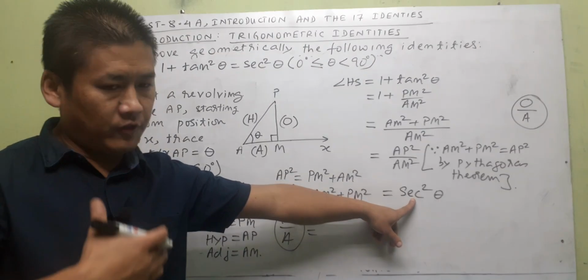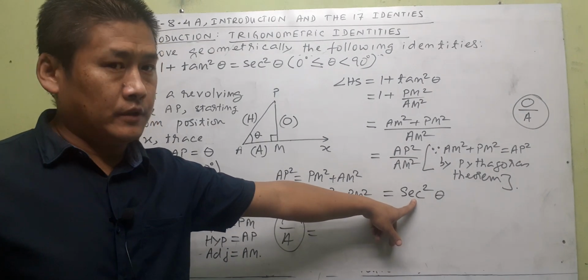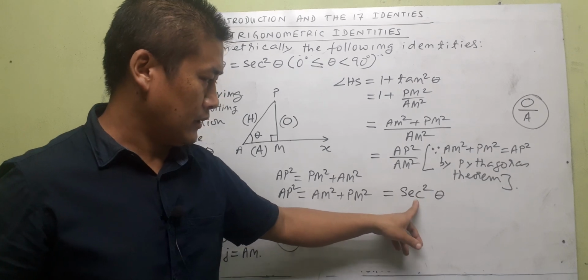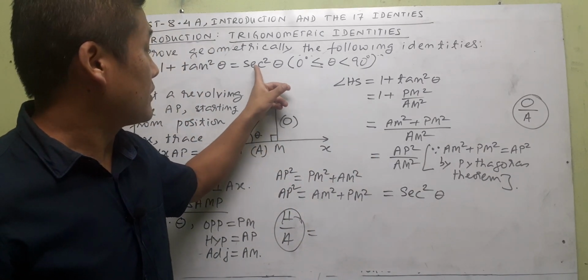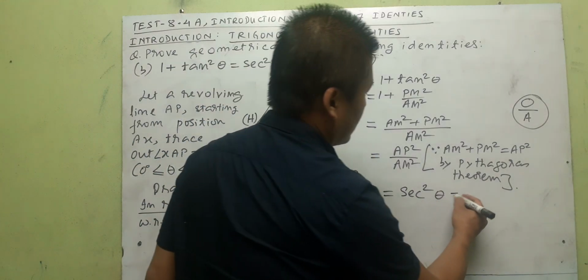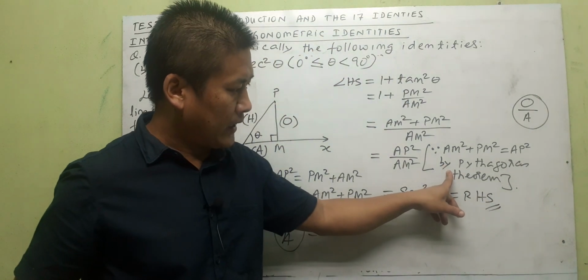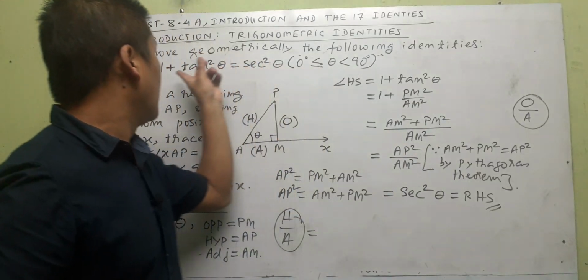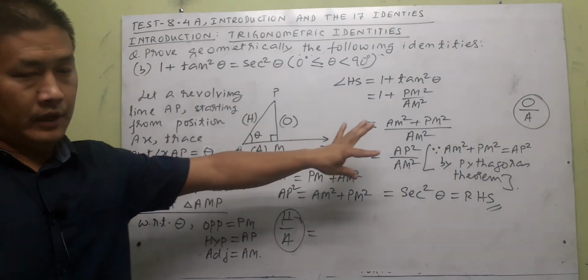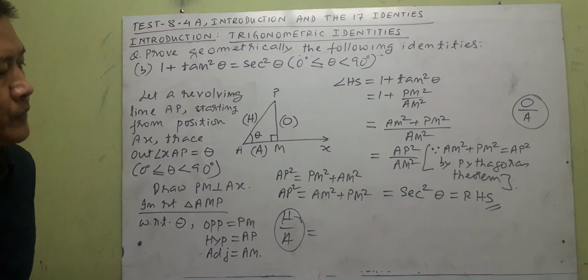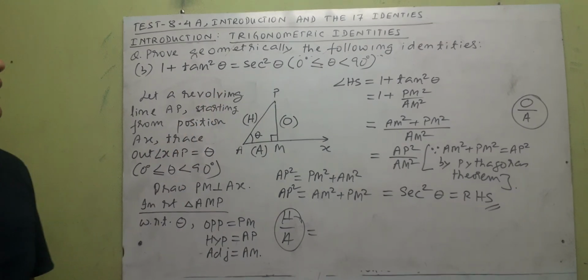We know this from our first chapter, right? From the first exercise, sec square theta, which is exactly the same as this right hand side. So you can just write here equal to right hand side. As I said, don't forget to write by Pythagoras theorem. Even in the first, before B we did A, I think we forgot to put it there, okay? So now we have again proved geometrically, okay?